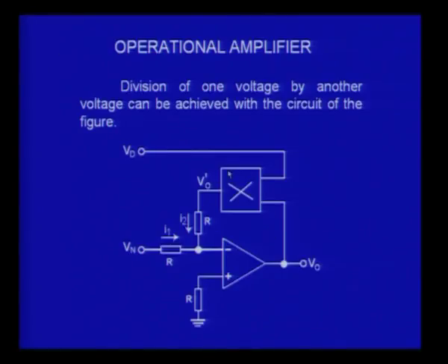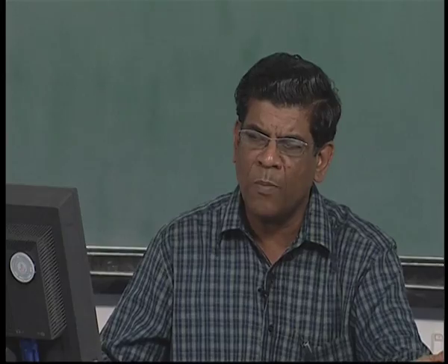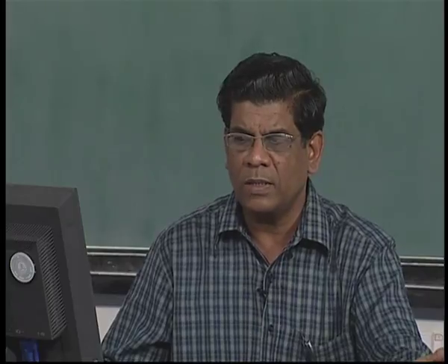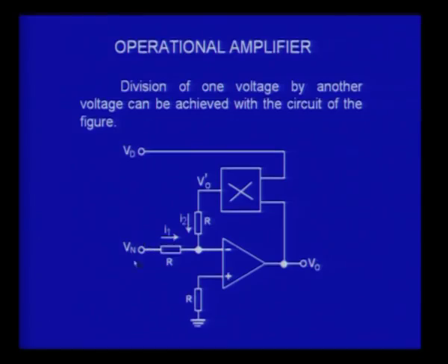As you can see on the screen, you use a multiplying circuit and to one input of that you give Vd, which is the denominator voltage, and the actual input of the op amp is Vn, which is the numerator voltage. So, you use two R's here, R and R, they are equal. This is the configuration you will use to achieve division using a multiplier.